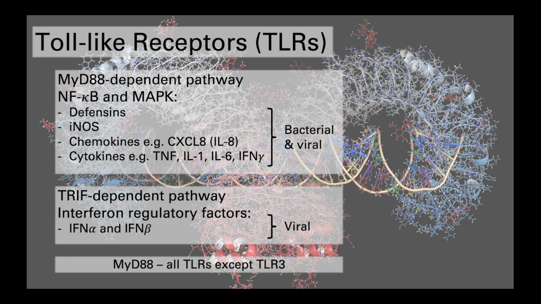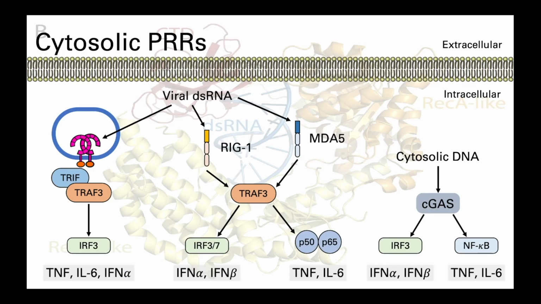TLR3 signals via TRIF and results in the production of type 1 interferons, so is heavily involved in the antiviral response. As well as the membrane-bound TLRs, humans have cytoplasmic pattern recognition receptors that help in the fight against viruses, in the form of RNA-sensing RIG-I and MDA5 that interact with the mitochondrial antiviral signaling protein, MAVS, to promote type 1 interferon transcription, as well as TNF-alpha and interleukin-6 release.